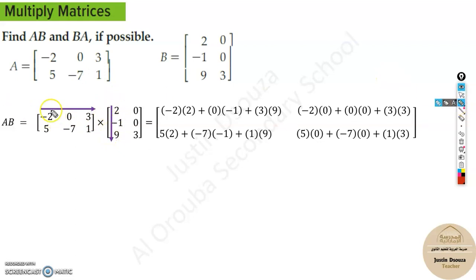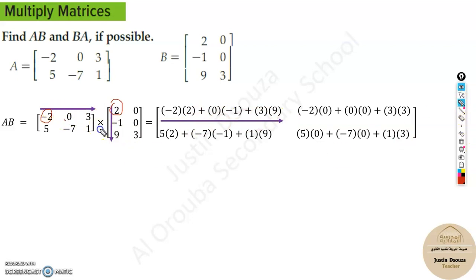It's always the elements. This element will be multiplied with this element, the first with the first. That is over here. Then you need to add the second with the second, the second element over here and the second over here in this line. And then the third and the third. That's how we get it.